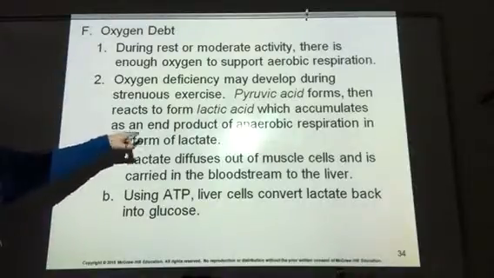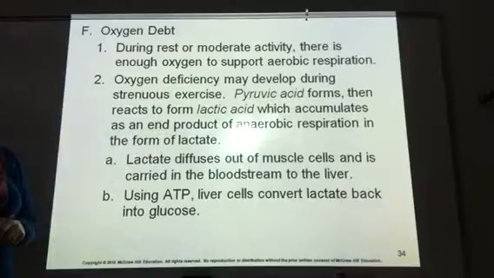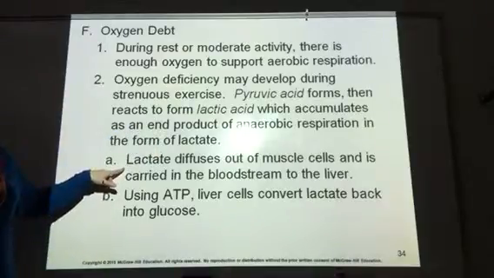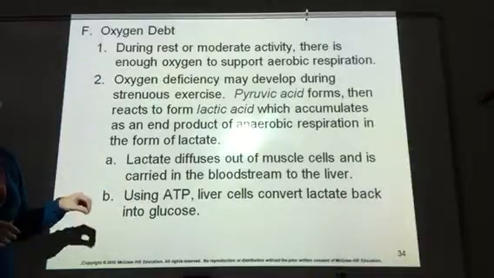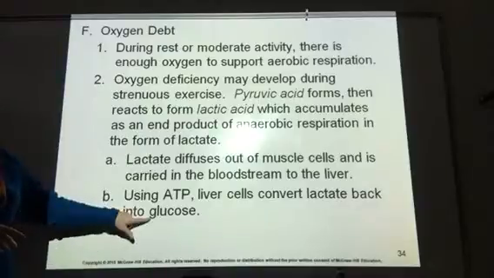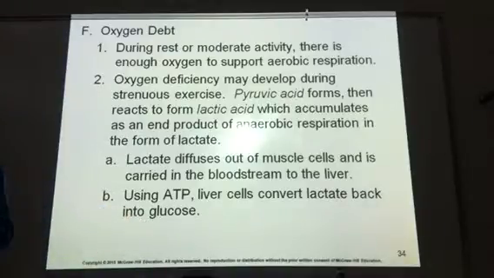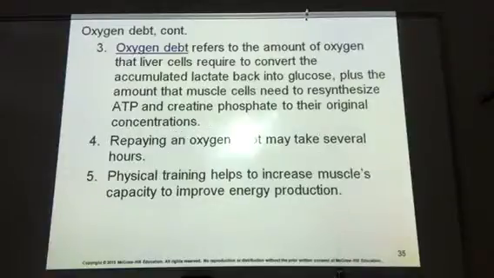Lactate then is the end product of lactic acid, and it's going to diffuse out of the muscle cells and eventually go to the liver. Your liver cells will then take that lactate, eventually turn it back to glucose, and once all of that lactic acid is out of your muscles, then your muscles are no longer sore.